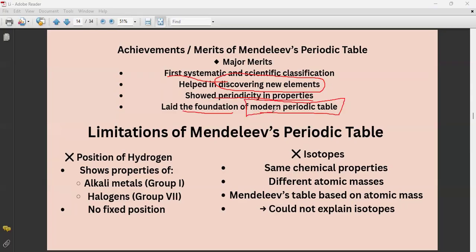This is also very important from the exam perspective. This question has been asked most frequently. Now, limitations of the periodic table.